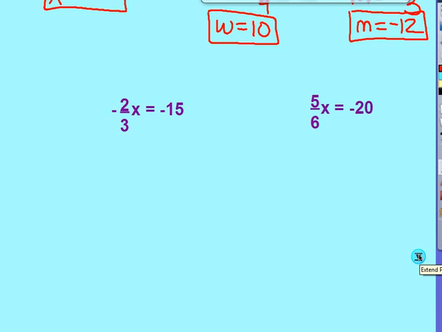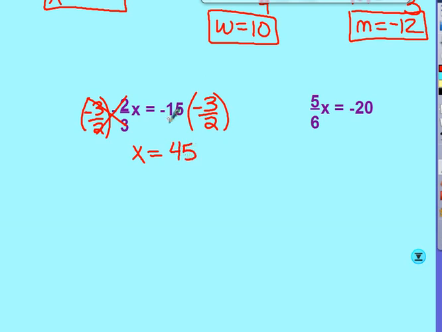The next example is going to require us to multiply each side by the reciprocal of negative 2/3, which is negative 3/2. I am now going to multiply negative 15 times negative 3. A negative times a negative is a positive. In this case, it's positive 45. I am now going to multiply 1 times 2.